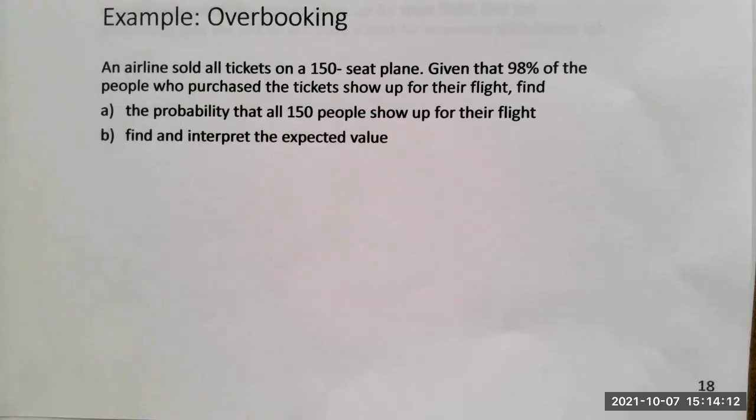Let's take a look at this example of overbooking. An airplane sold all tickets on a 150-seat plane. Given that 98% of the passengers show up for their flight, find the probability that all 150 people show up for their plane. So this is a real situation, guys. Usually there is a statistics on how many people actually show up for their plane, and it's very seldom that 100% of people show up.